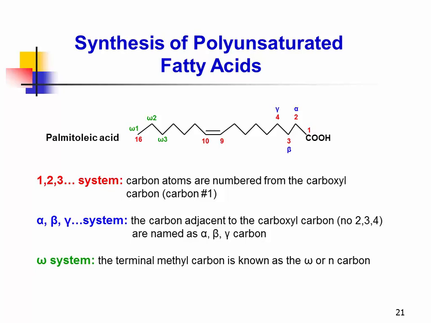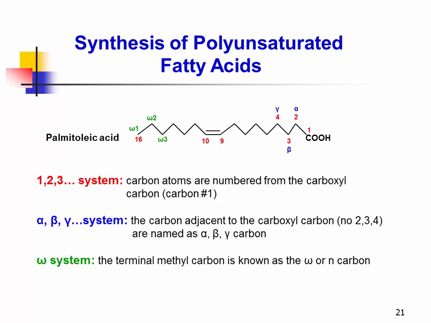The first is the numerical system, like 1, 2, 3. Basically, the carbon atoms are numbered from the carboxyl group. The carboxyl carbon is named 1, the next carbon is named 2, then 3, starting from the carboxyl group. We also have an alpha, beta, gamma system, where the carbon adjacent to the carboxyl carbon is named the alpha carbon, and then beta and gamma carbon.